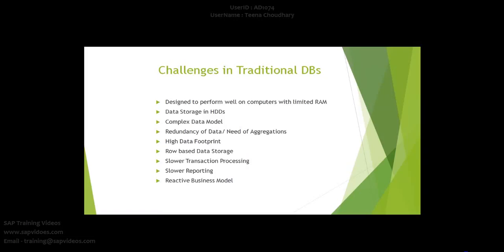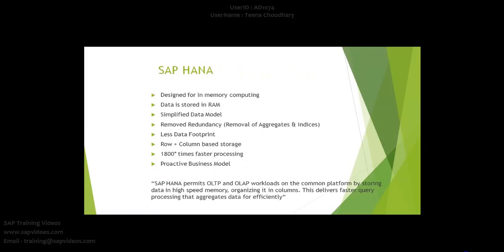So these are all the challenges, but what we need are the solutions. So these are the solutions. SAP HANA in short is a solution to all these challenges. SAP HANA stores the data in memory. In memory means in RAM. And that is the reason why it is called an in-memory database or in-memory platform. Because it is storing the data in the RAM, it is called an in-memory platform or in-memory database.